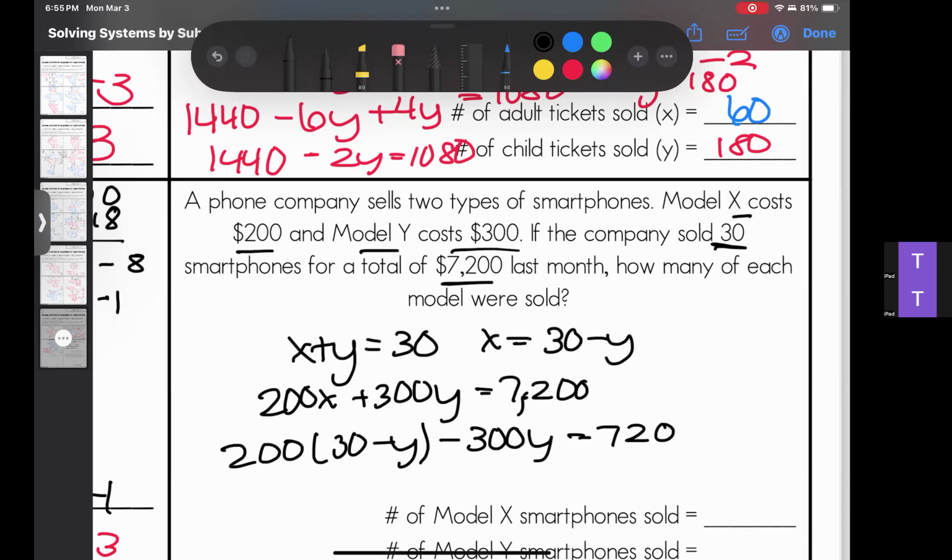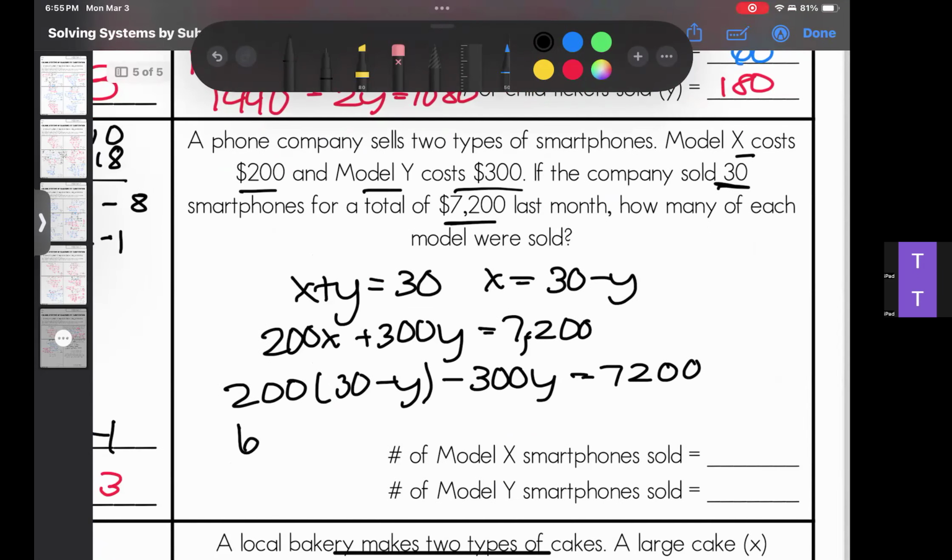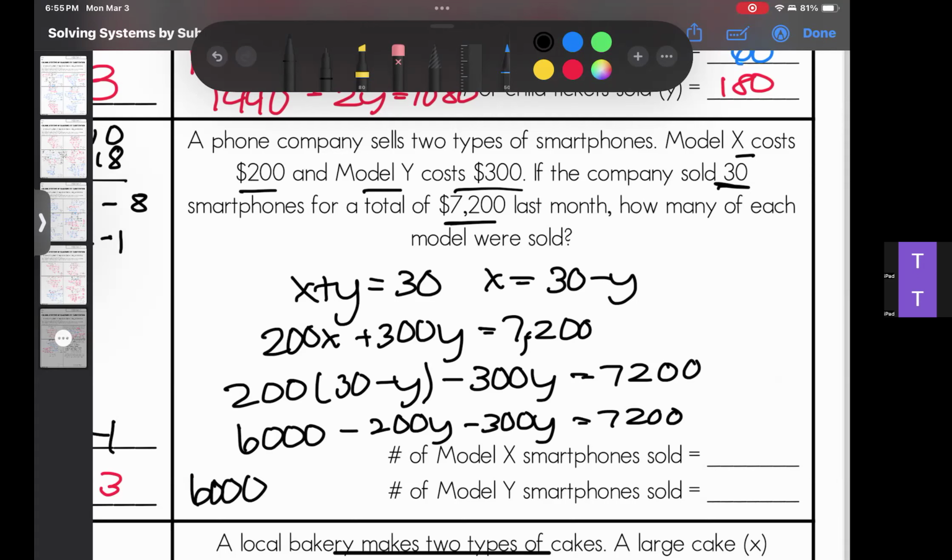300Y equals 7,200. So this is going to be 6,000 minus 200Y minus 300Y equals 7,200. So we have 6,000 minus 500Y equals 7,200. And when we subtract that from both sides, we're going to end up with negative 500Y equals 1,200. That looks terrible, but it's not as bad as it looks.